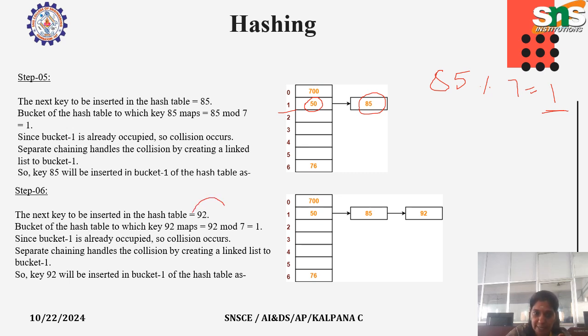The next value is 92. 92 modulo 7 is 1. So again I create a linked list at the first location and insert 92. So 50, 85, 92 are residing at location 1, but I have created a linked list for the collision-occurring data items. This is called separate chaining. In this fashion, we can create a linked list and store the collision-occurring data items.